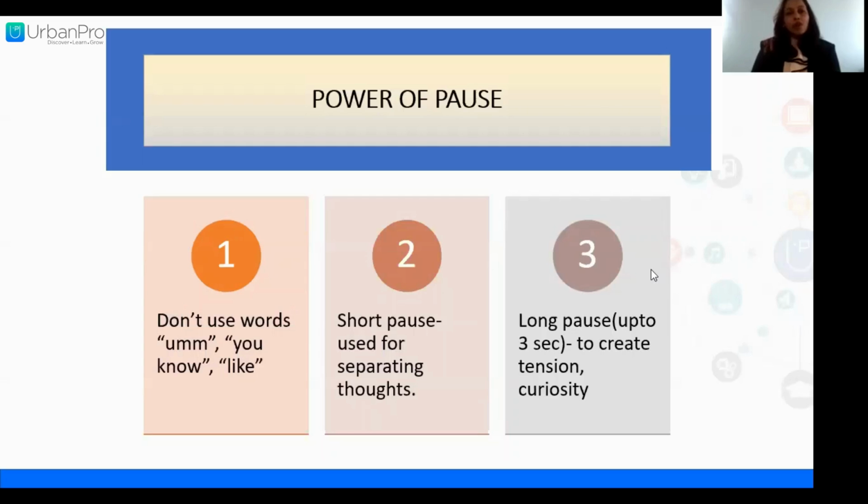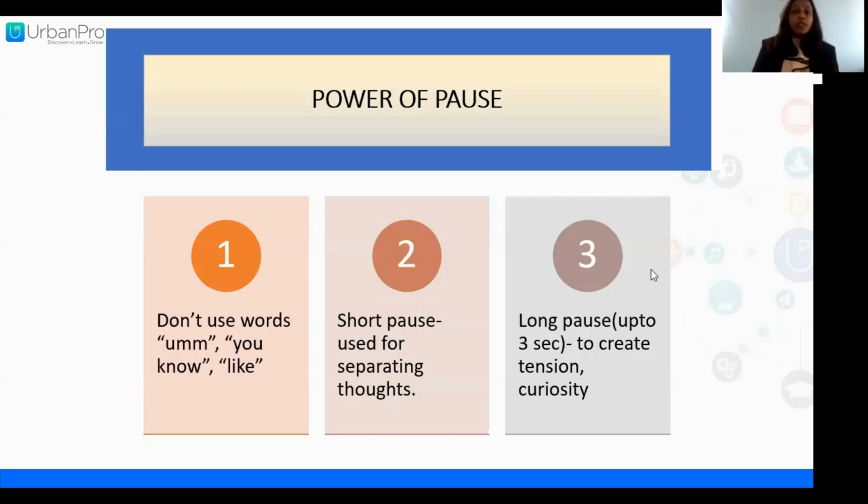Now I would like to tell you something about pause. Pause also has some power. Isn't it surprising that pause has some importance in speech? Yes, it does. So before giving the importance of pause, I would like to say something about the words which we commonly use when we give speeches. We feel that they are stylish, but believe me, they are not.